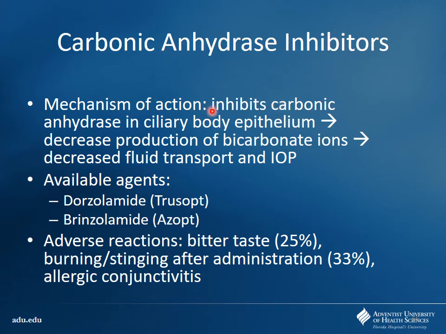But basically what we're going to see is these work to block the enzyme carbonic anhydrase, and so this is really important for converting CO2 and water into bicarbonate and vice versa. This will be really important in the kidneys as well, because these drugs will actually work as diuretics. But they're going to be working to decrease that fluid transport, decreasing the production of the aqueous humor, and thereby decreasing the intraocular pressure. We have dorzolamide and brinzolamide as our 2 carbonic anhydrase inhibitors. You'll notice that the biggest adverse effects here are bitter taste, stinging after administration. So a lot of people don't prefer these agents, mainly due to decreased efficacy and just an unpleasant feeling.